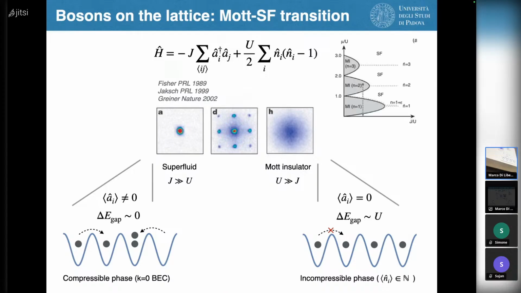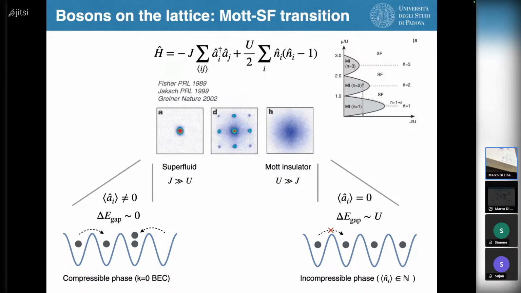Typical phase diagram you have probably seen sometimes is this one. J over U: large J is the superfluid phase, small J is the Mott insulator, and here you have, if you want, occupation, filling 1, 2, 3.